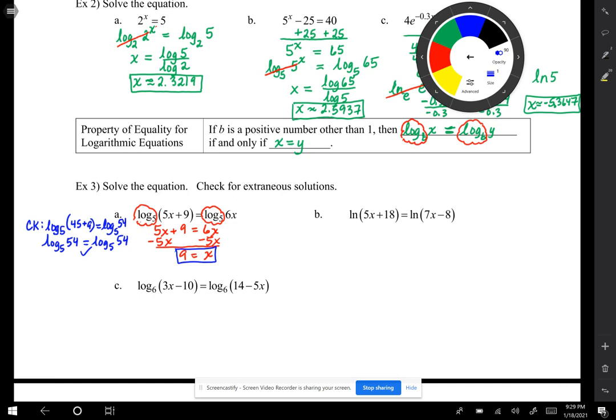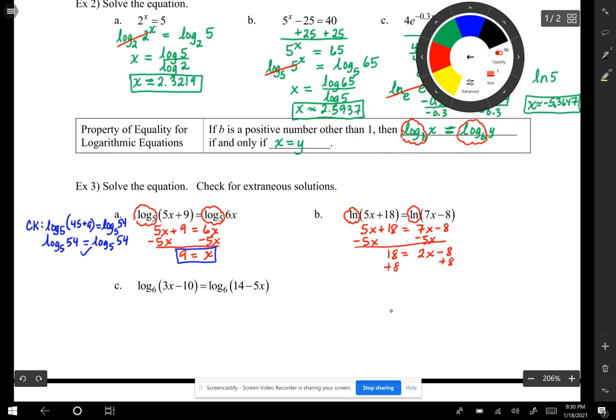Okay, now let's do B. This is identical to that. Therefore, you can set the 5x plus 18 equal to 7x minus 8. Subtract 5x. You have 18 equals 2x minus 8. Add 8 to both sides. 26 equals 2x. Divide by 2. X equals 13.